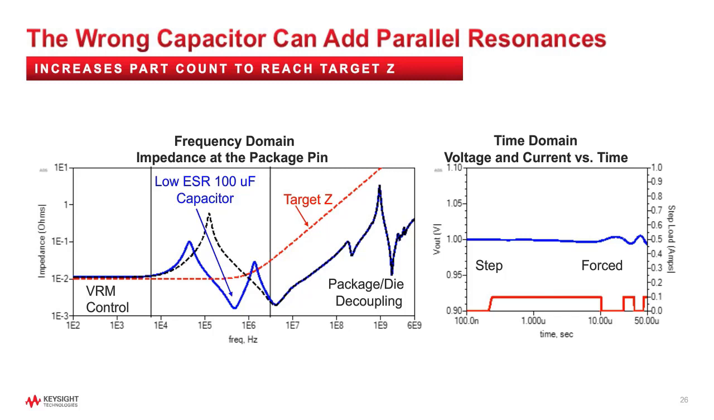These two peaks are smaller, but may still not meet the required target impedance and leave the possibility for a rogue wave. Each of these peaks will require additional capacitors to get to the desired flat target impedance.